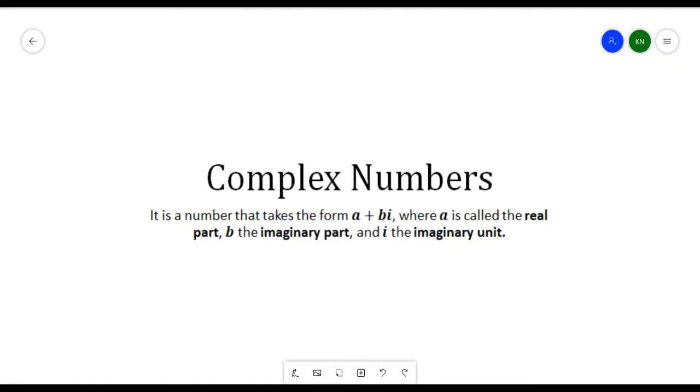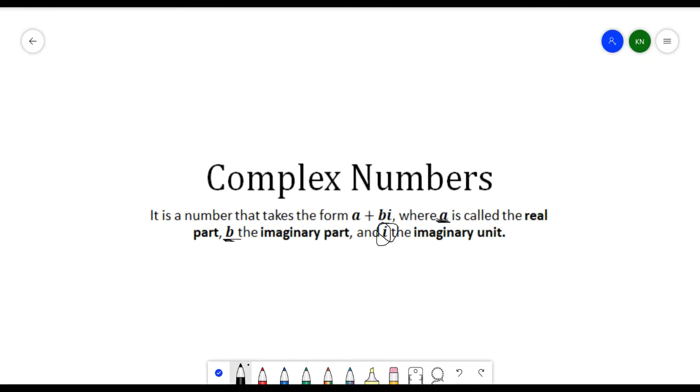Hello everyone, in this video we will be discussing complex numbers. A complex number is a number that takes the form a plus bi, where a is called the real part, b is the imaginary part, and i is the imaginary unit. So basically a is the constant or real number. We also have b, which is also a number, but it is the imaginary part, and we have i as our constant imaginary unit.